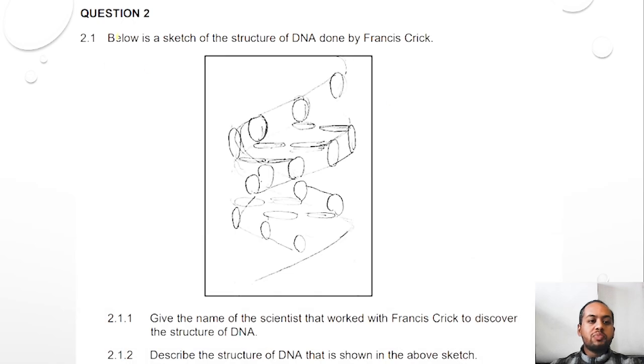The next question, 2.1, says below is a sketch of the DNA molecule structure of DNA done by Francis Crick. So you have the structure of the DNA. 2.1.1, give the name of the scientist that worked with Francis Crick to discover the structure of DNA molecule. So in addition to Francis Crick, we had James Watson. 2.1.2, describe the structure of the DNA shown in the above sketch. Just for 1 mark, describe the structure. It will be the shape of a DNA double helix.